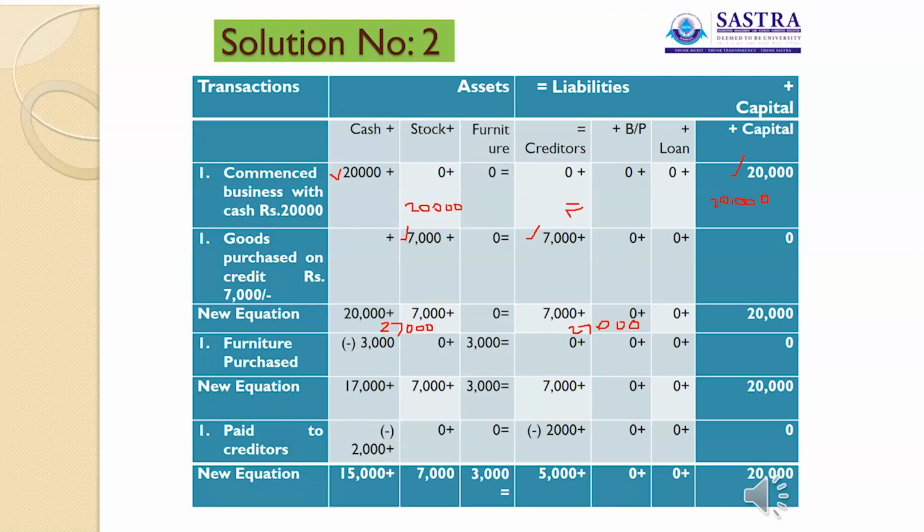So here 20,000 plus 7,000, 27,000. Here 7,000 plus 20,000, 27,000. So the accounting equation will be proved. Then the next transaction is furniture purchased.